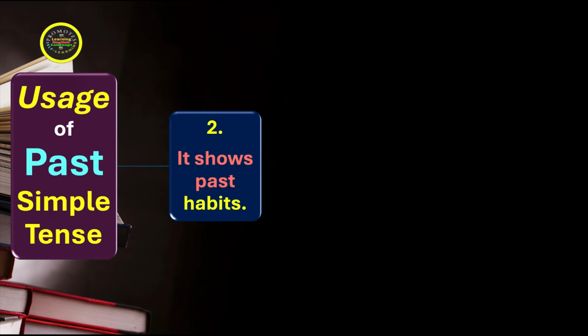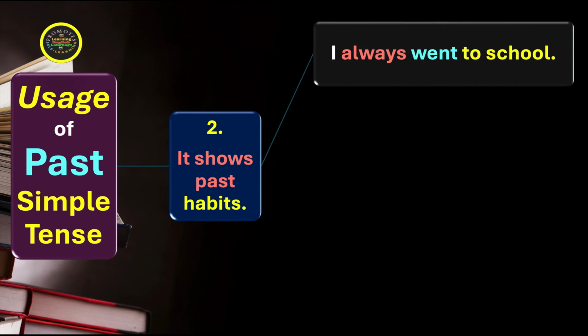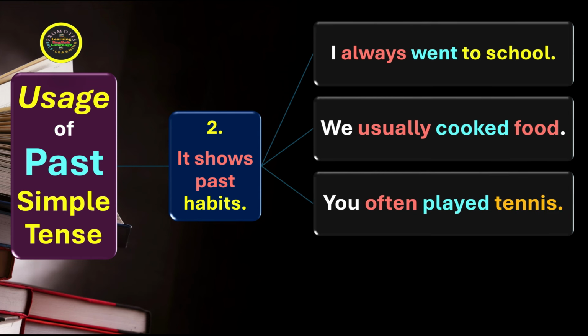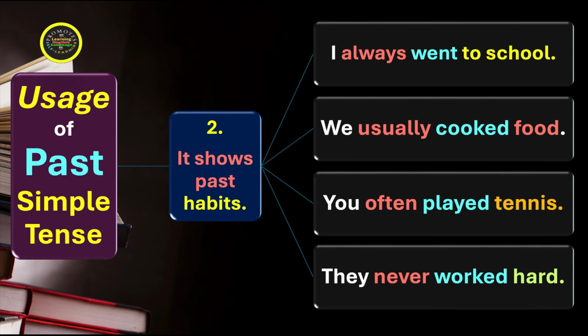We move on to the next usage of past simple tense. Point number 2, it shows past habits. How? See the examples. I always went to school. We usually cooked food. We often played tennis. They never worked hard. What we notice in all these sentences, with the help of words like always, usually, often, never, is that we can show the expression of past habits.